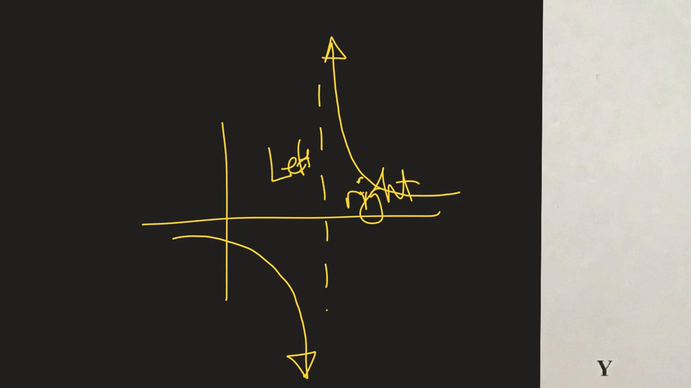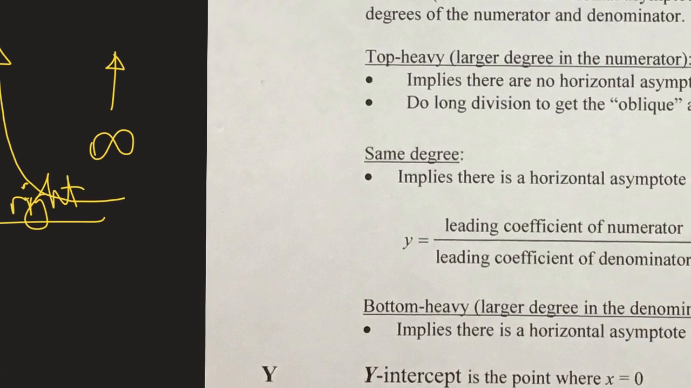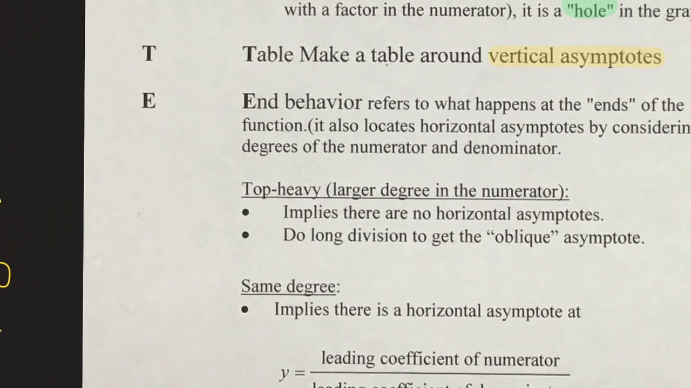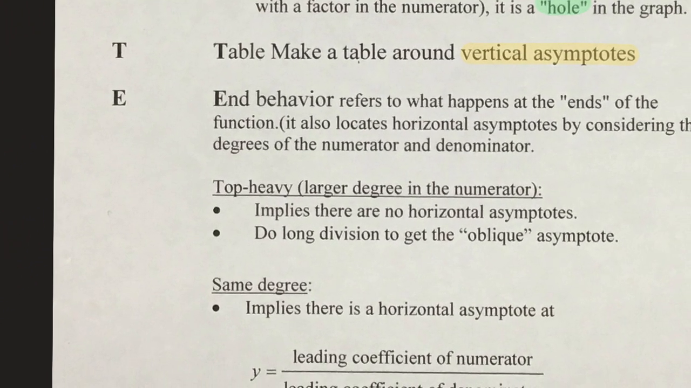Okay, so the answers we're going to have are negative infinity, meaning the graph goes down, and positive infinity, meaning the graph goes up. All positive answers go up, and all negative answers go down. But we'll see what that means in practice here in a couple minutes. Okay, so T means make a table.